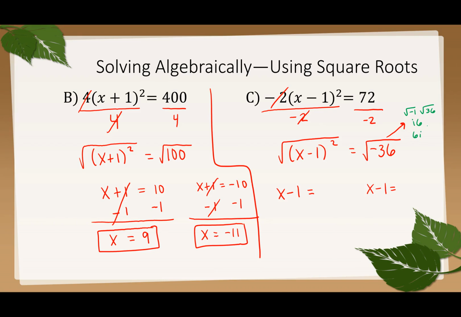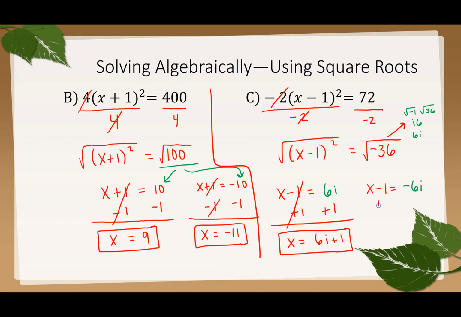6i. And remember, just like where the square root of 100 got broken up into a positive 10 and a negative 10, we're going to break this up into a positive 6i and a negative 6i. All right, let's continue with this. I'm going to add 1 to both sides. So I get x = 6i + 1. Same thing here, plus 1, plus 1. Here this cancels, and I'm left with x = -6i + 1.